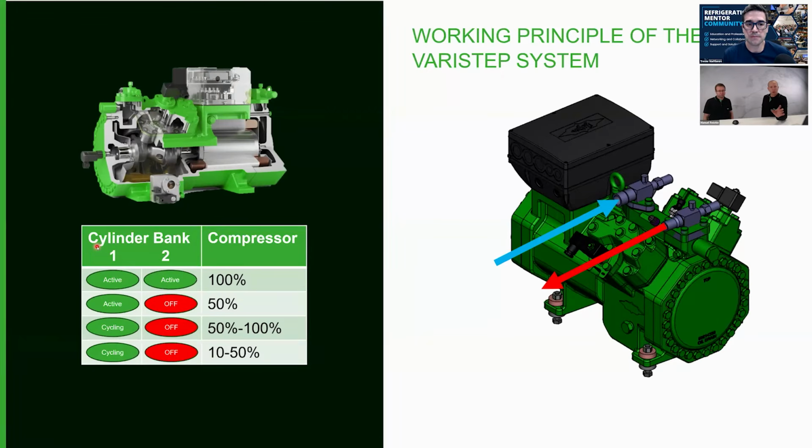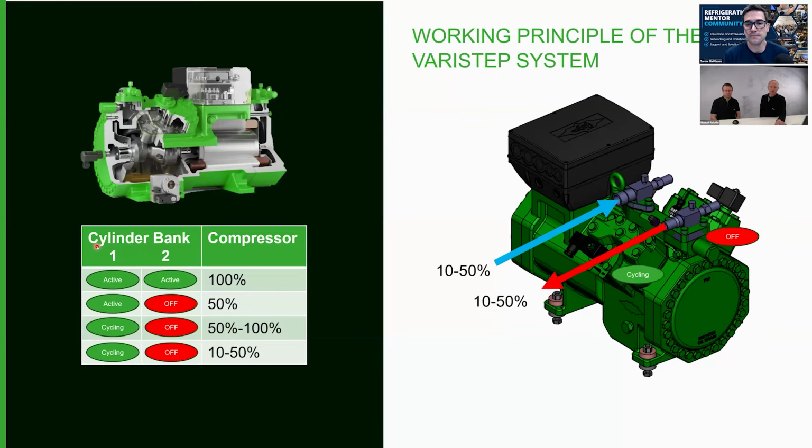So if you now want to operate anywhere between 50 and 100%, that means the right-hand side cylinder bank would be active, and the left-hand side one would be cycling. That means being activated, deactivated in order to achieve any percentage number between 50 and 100%, say 65, 79, and so on. Anything below 50%, so 10 to 50%.